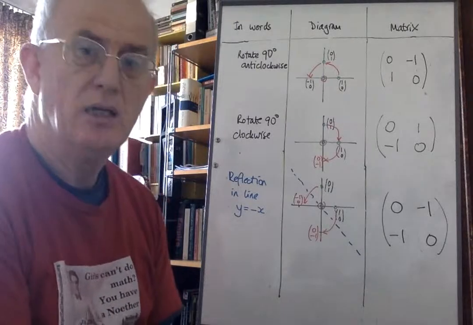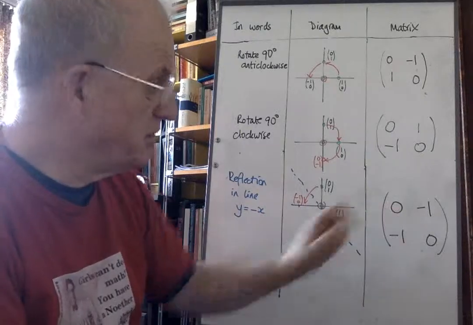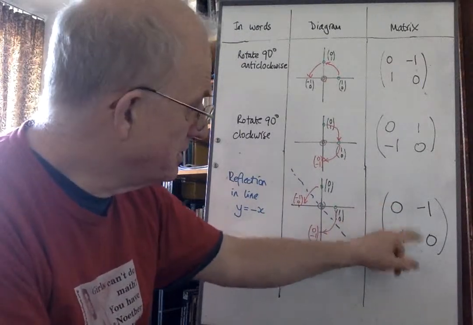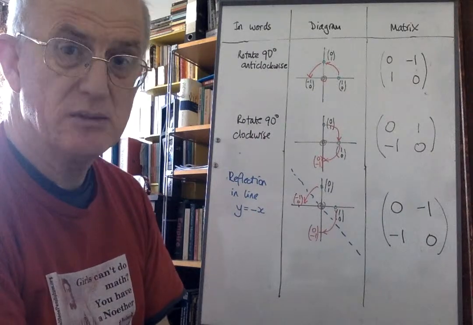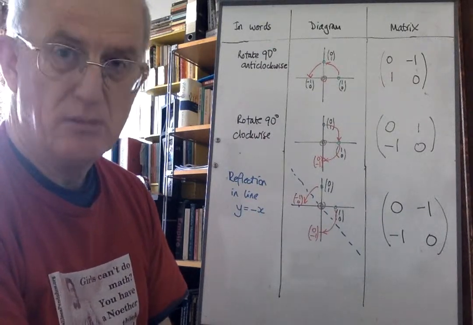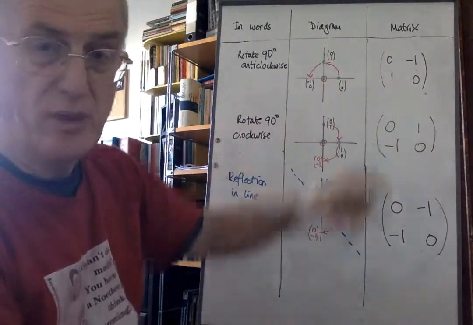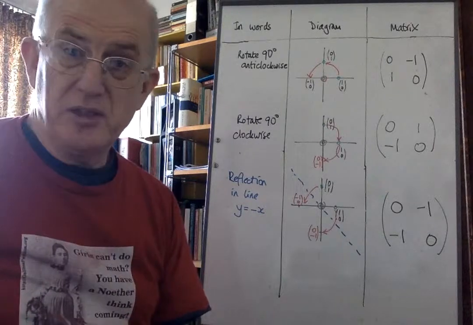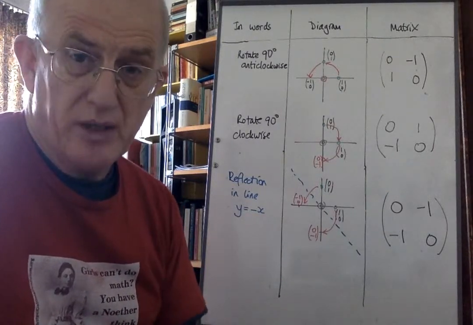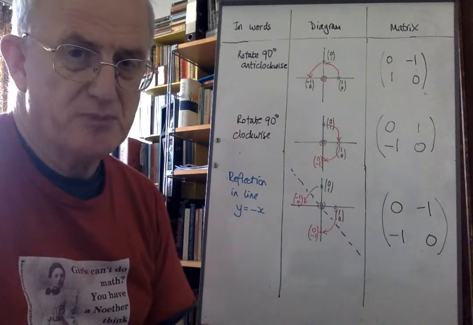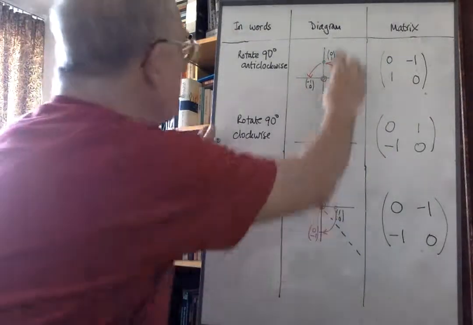A little check: reflections always have a negative determinant, so you just check, is the determinant of that negative? Yes, it is. 0 times 0 minus 1 times minus 1, minus 1 times minus 1. 3 minuses gives you a minus. So the determinant of that is minus 1. The determinant of those two is 1. And the determinant of rotations is always 1. It's always positive if it's just a rotation. Okay, I'm going to rub these out and we're going to try a few more.